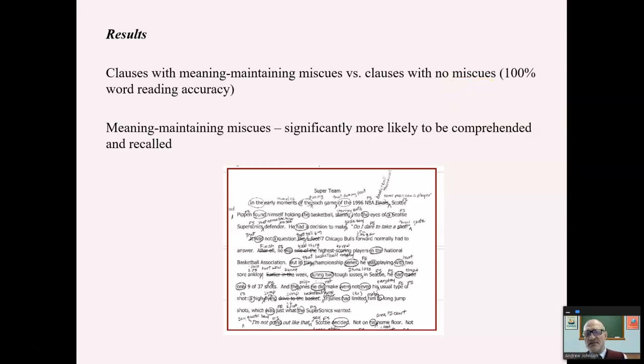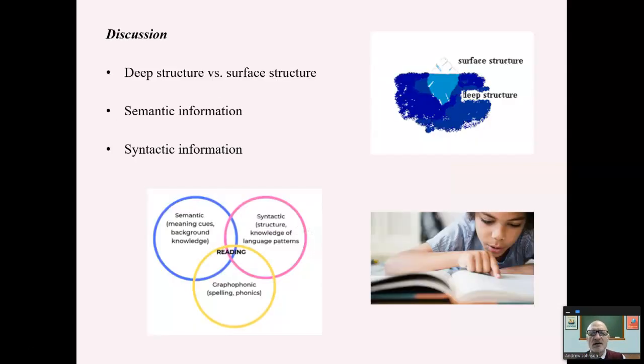They found that the meaning-maintaining miscue clauses were significantly more likely to be comprehended and recalled than those sentences and clauses read with 100% accuracy. What ho! Why is that? For comprehension and recall, maintaining meaning was significantly more important than word reading accuracy. Why is that? Well, discussion.